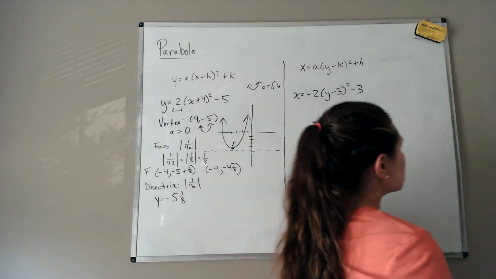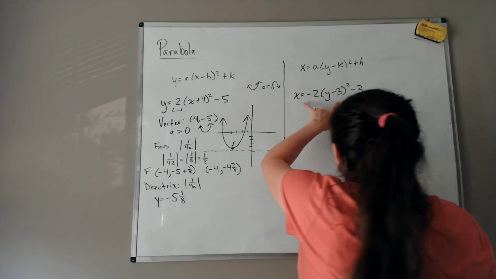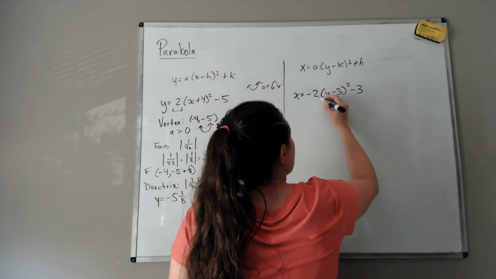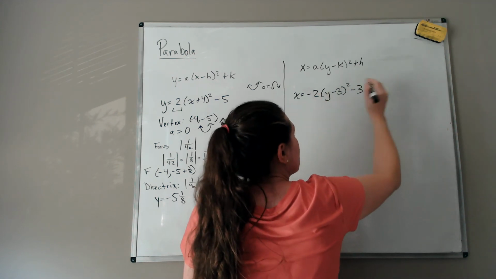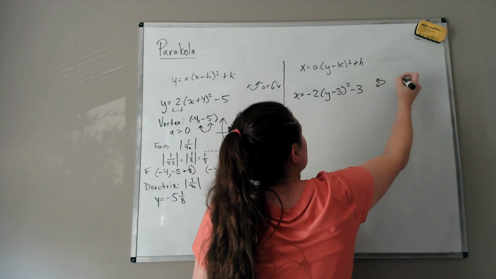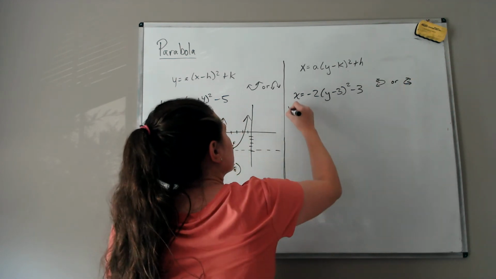Next up, we have x equals -2 times the quantity of y minus 3, squared, minus 3. Notice it's a parabola, and notice this time y is being squared, and x is the term that doesn't have a quadratic term. That means this is either going to open to the left or to the right. So first, let's get the vertex.